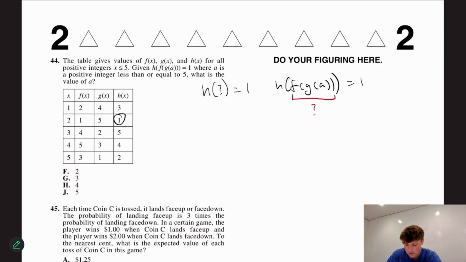Here, h of x produces a value of 1 when x equals 2. So this question mark is going to be equal to 2. So we have f of g of a is equal to 2.